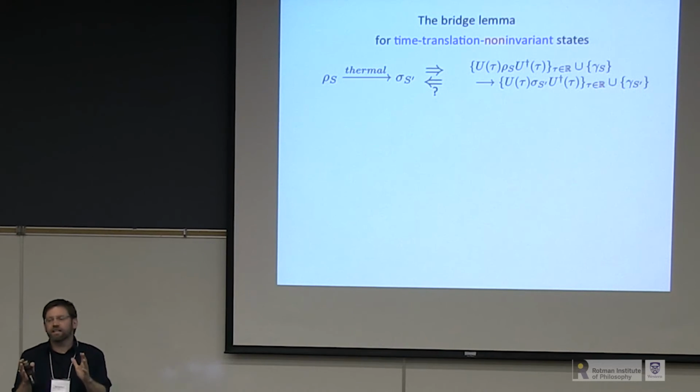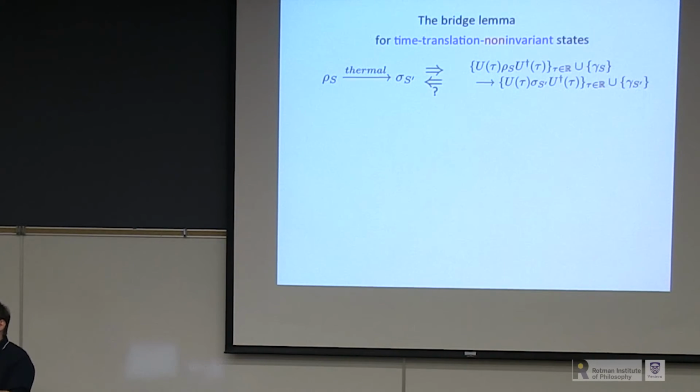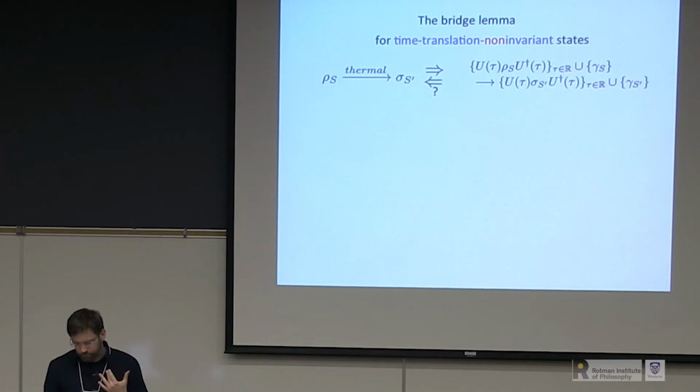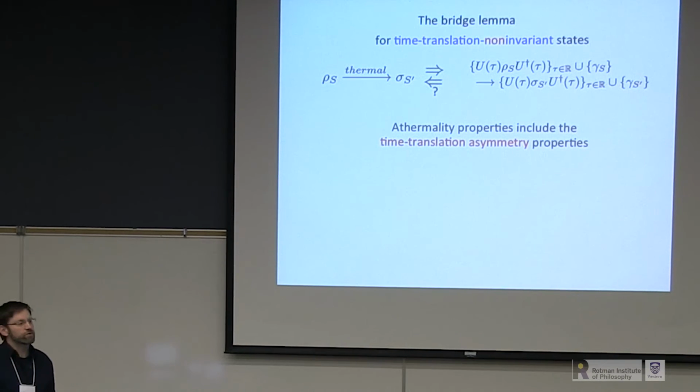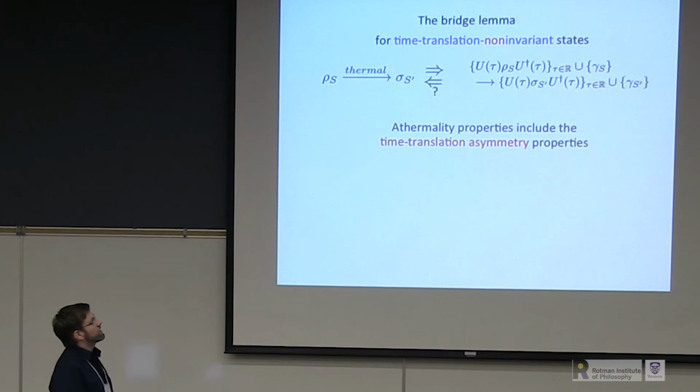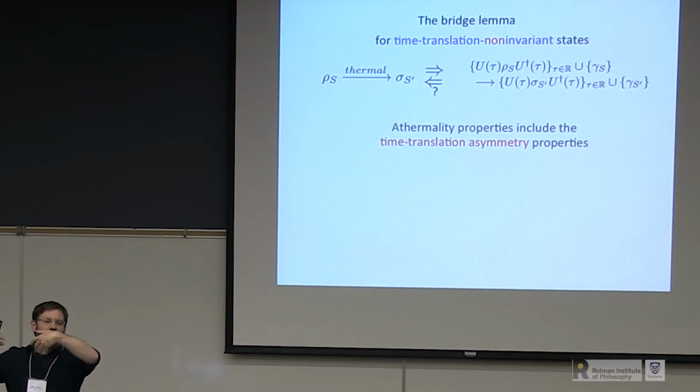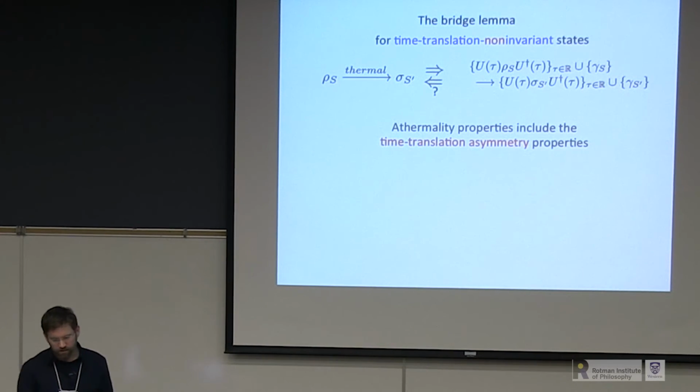So they are an example of a symmetric operation. All thermal operations have a symmetry, time translation symmetry. And so it means that all the athermality properties of your system have to include the time translation asymmetry properties, right? You can't change your time translation asymmetry properties under thermal operations because your thermal operations are time translation symmetric. So all your time translation asymmetry properties cannot increase. They also have to be monotonic.